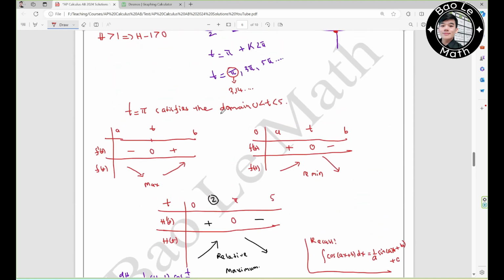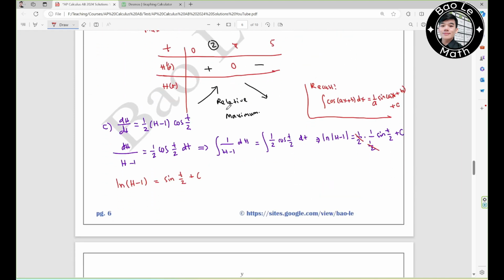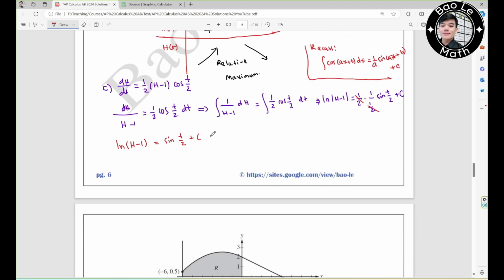Alright, now we have the initial condition. It's going to be h of 0 equals 4. Alright, so we have natural log of 4 minus 1 equals sine 0 divided by 2 plus c.